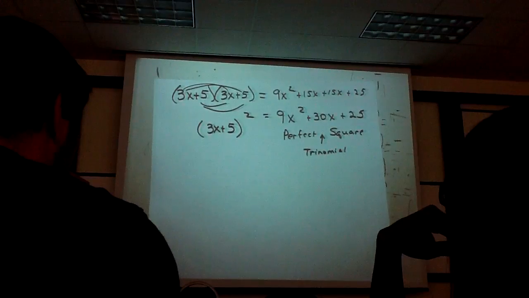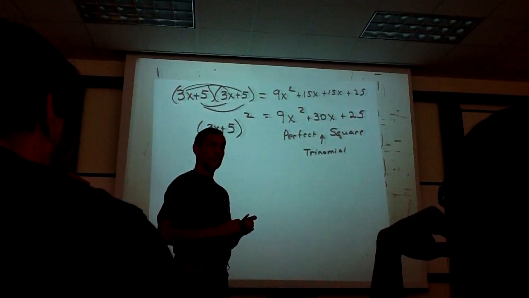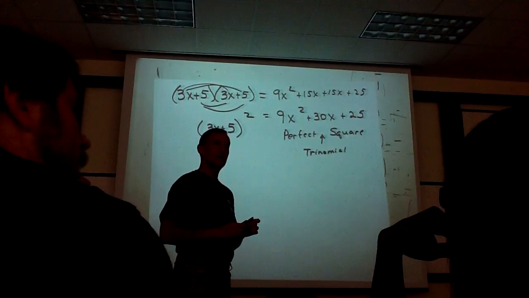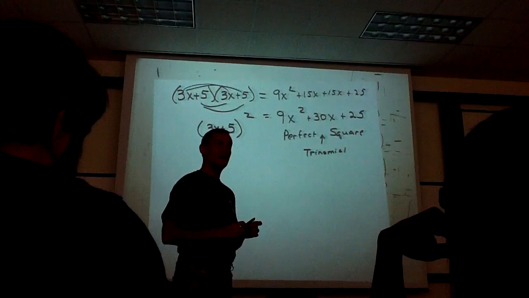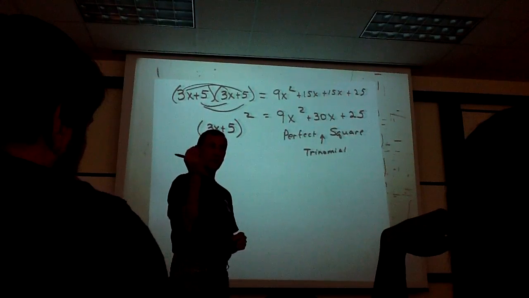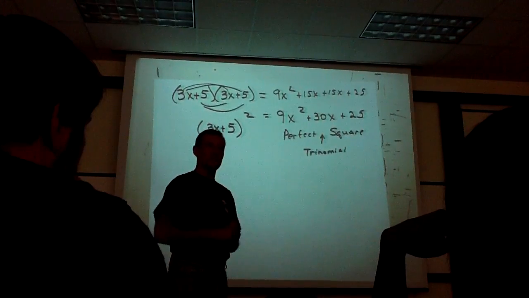There are other problems in your text, like, yes ma'am? Okay, this might sound kind of stupid, but will it always be the fact, like when they say factor the perfect square trinomial, and they give you whatever, will it always be the perfect square of the first and last term squared? Yes. If it's a perfect square, it'll always be the square of the first term, the square of the last term, and the sign of the middle term.